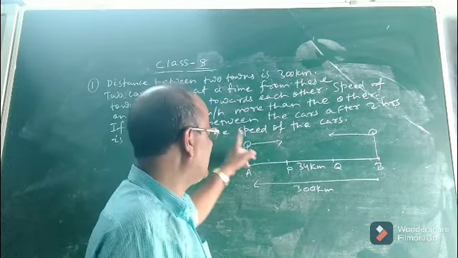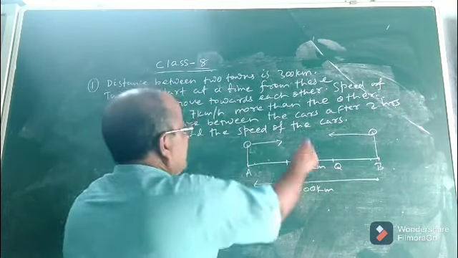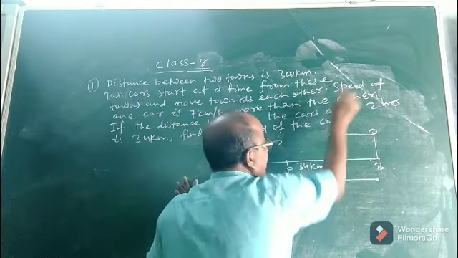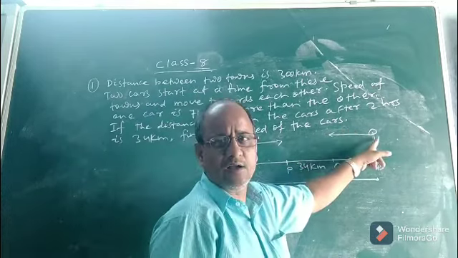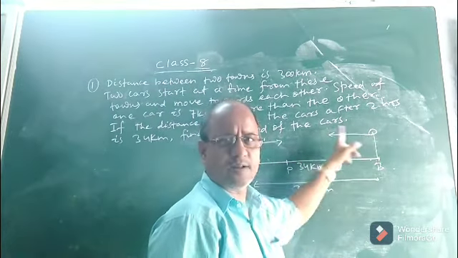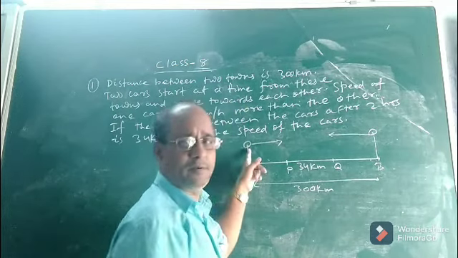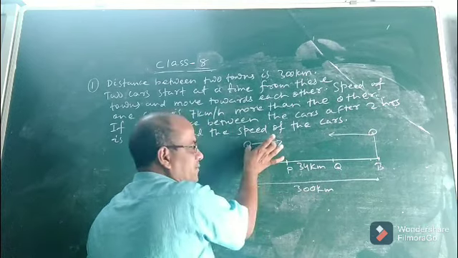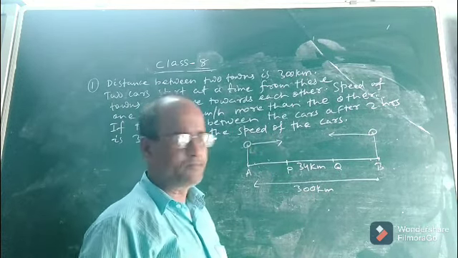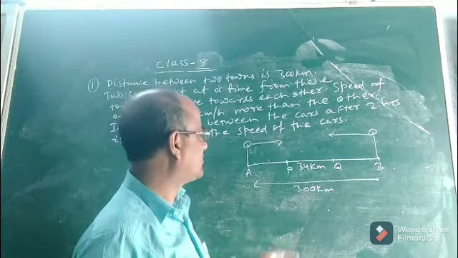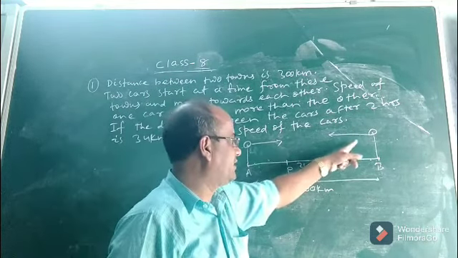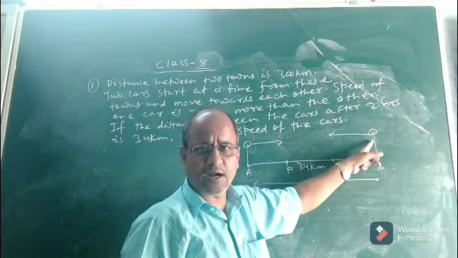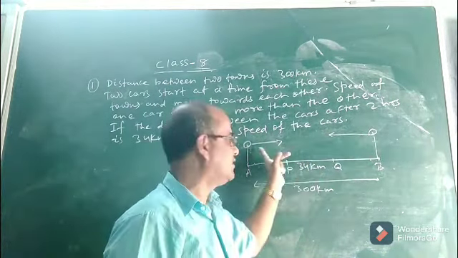What is given? It is given that the speed of one car is 7 km per hour more than the other. That means, suppose the speed of the car which leaves town B is 7 km per hour more than the speed of the car which leaves town A. Both the cars are traveling at different speeds. This car is moving at a speed 7 km per hour more than the speed of this car.